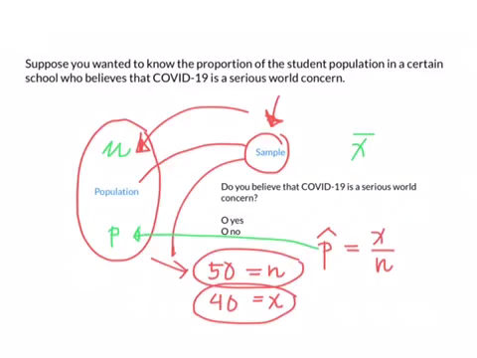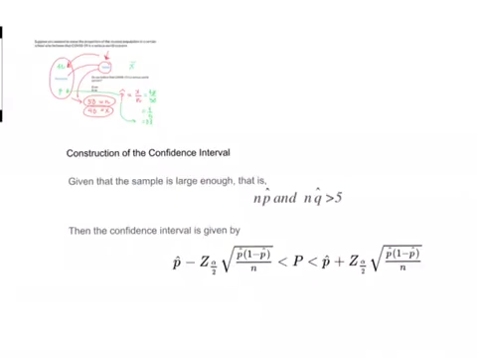So to complete our solution, x is 40 divided by 50. 40 over 50 is 4 over 5, and that is equal to 0.8. So our sample proportion is 0.8 or 80%. This is the best point estimate for the true population proportion. Now next, after getting the sample proportion, we have to create our confidence interval. In the construction of the confidence interval, we should be guided by the following.